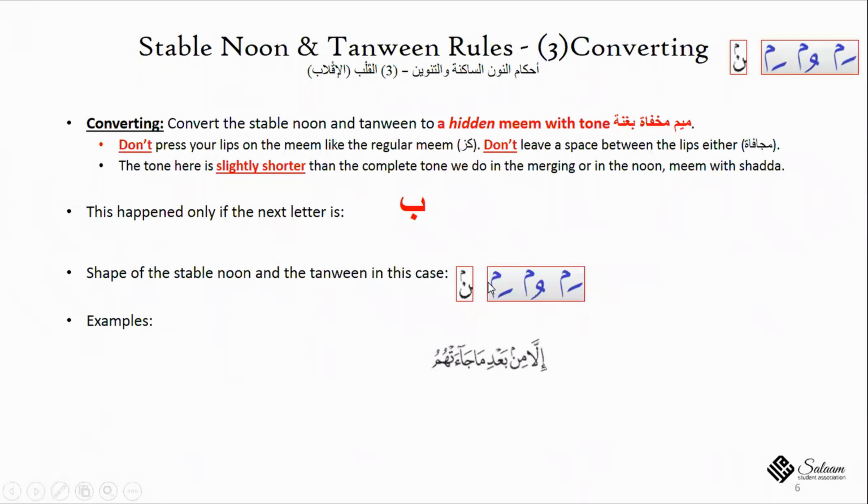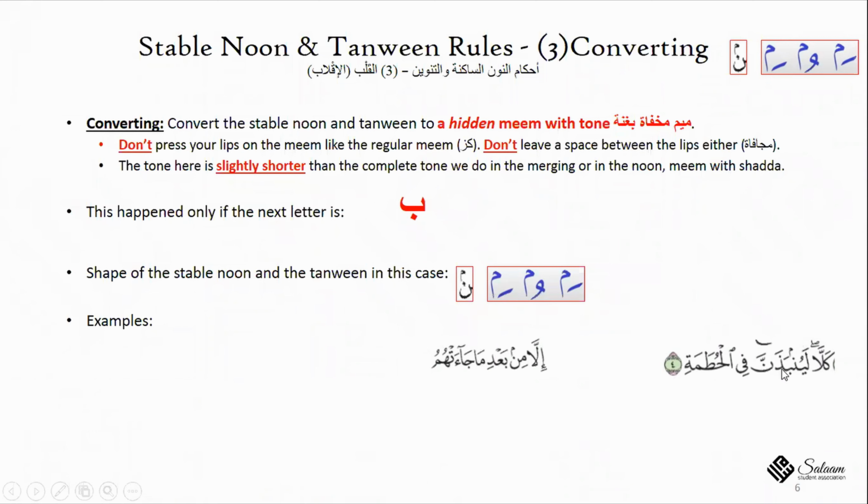And it's written this way, and it will only be written this way if you have a ba after it, like this. So once you see this, you're sure that you have a ba after it. Let's go through some examples. If someone has any questions so far, please send me.